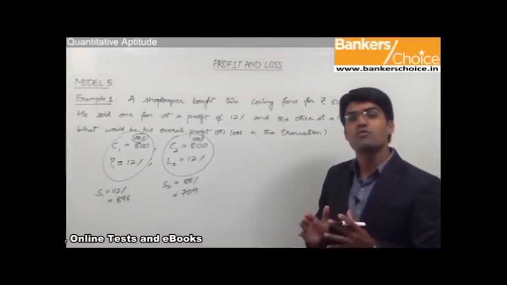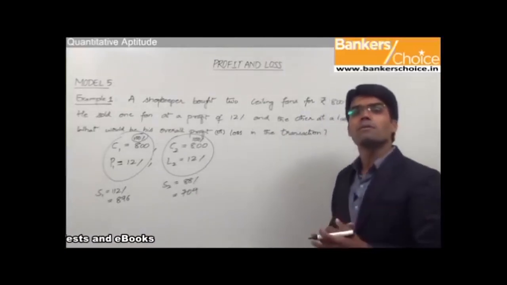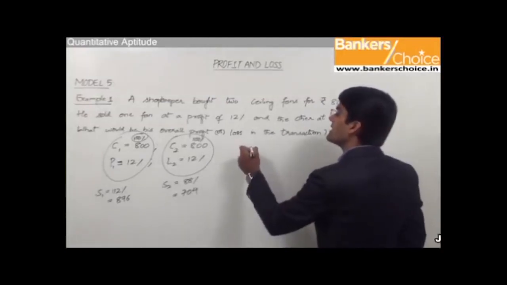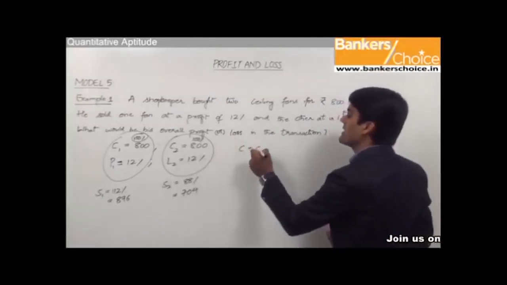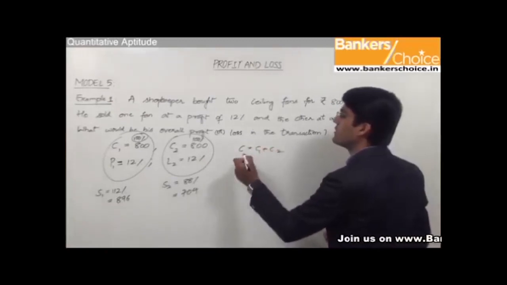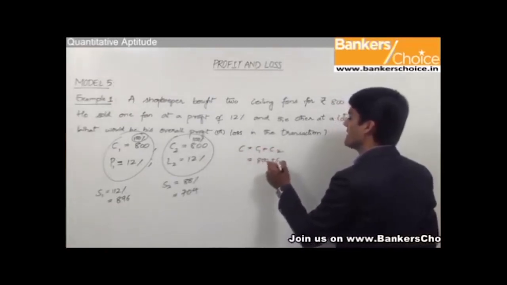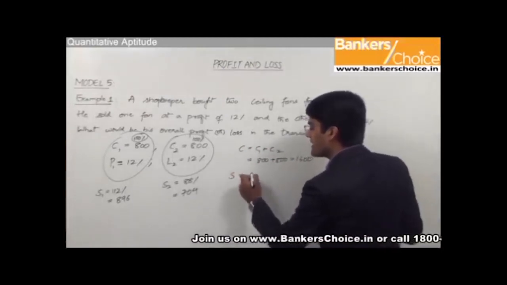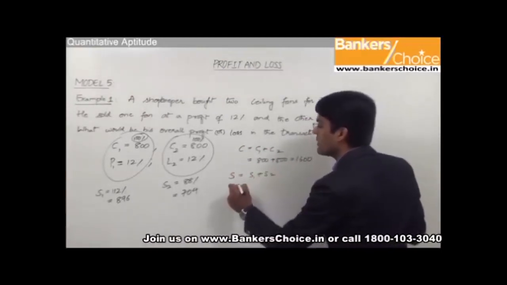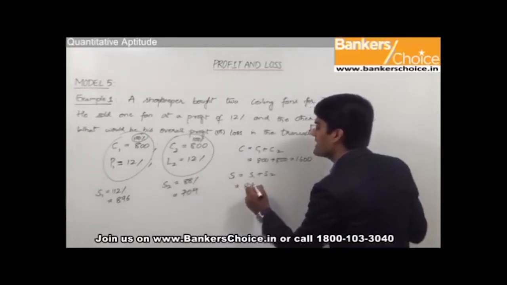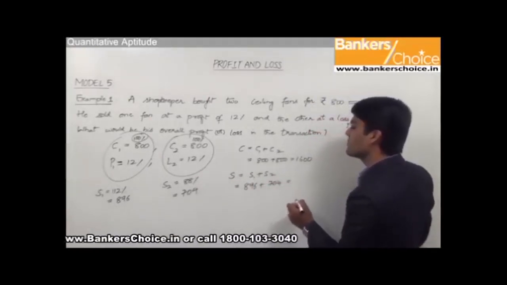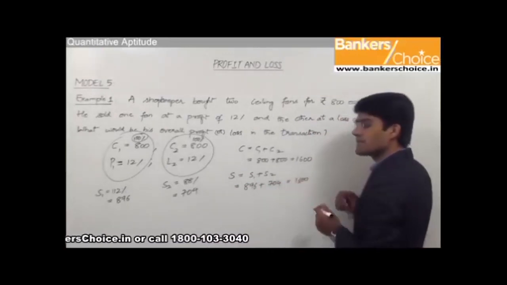So let us now proceed to find out what would be the overall profit or loss made by the shopkeeper. Now, overall cost price is nothing but sum of the individual cost prices, that is C1 plus C2, which is equal to 800 plus 800, that is equal to 1600 rupees. And the overall selling price is S1 plus S2, which will be equal to the selling price of first fan, 896, plus that of the second fan, 704, which comes out to be again 1600 rupees.